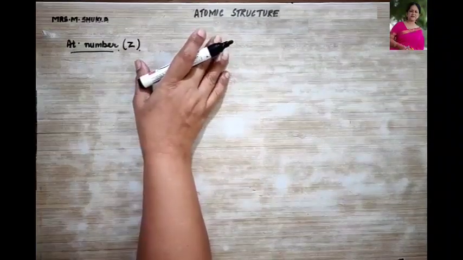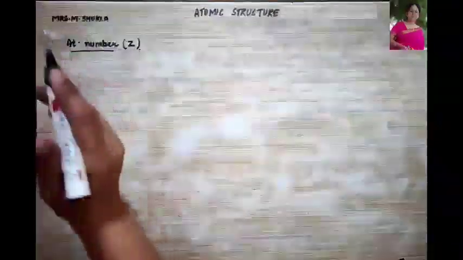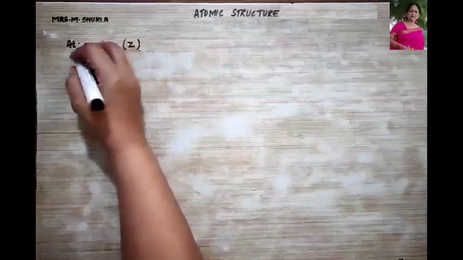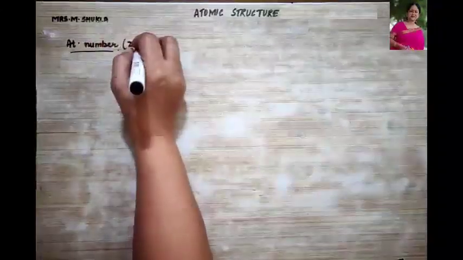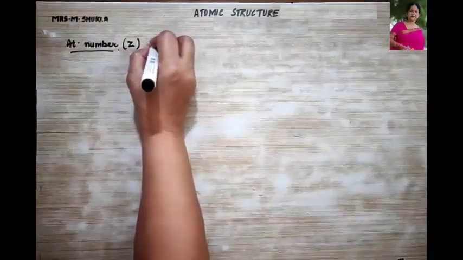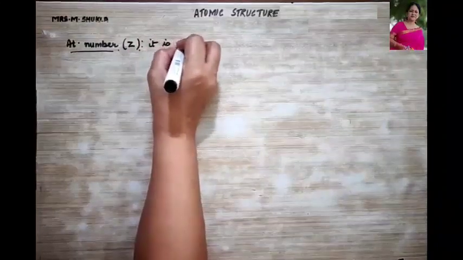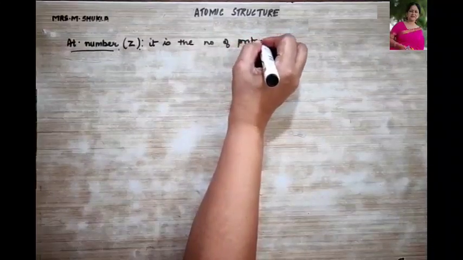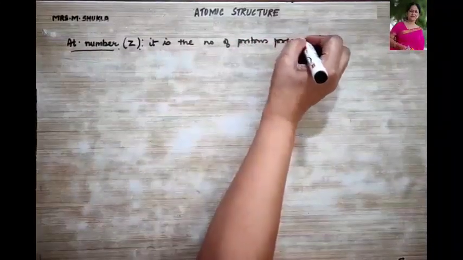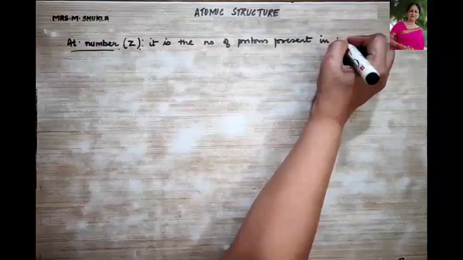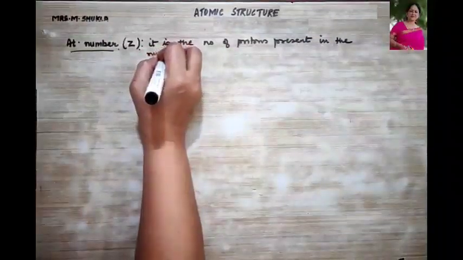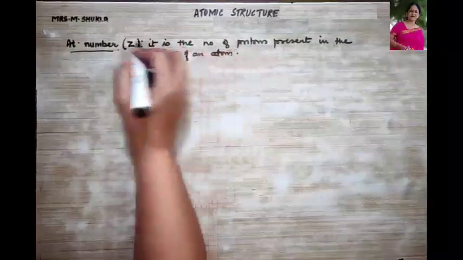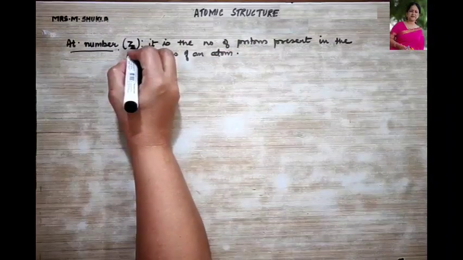And where are they written? They are always written at the subscript. So let me write down all the information that I have given you about atomic number. So what is atomic number? As I told you, it is the number of protons present in the nucleus of an atom, right? Represented by the alphabet Z.